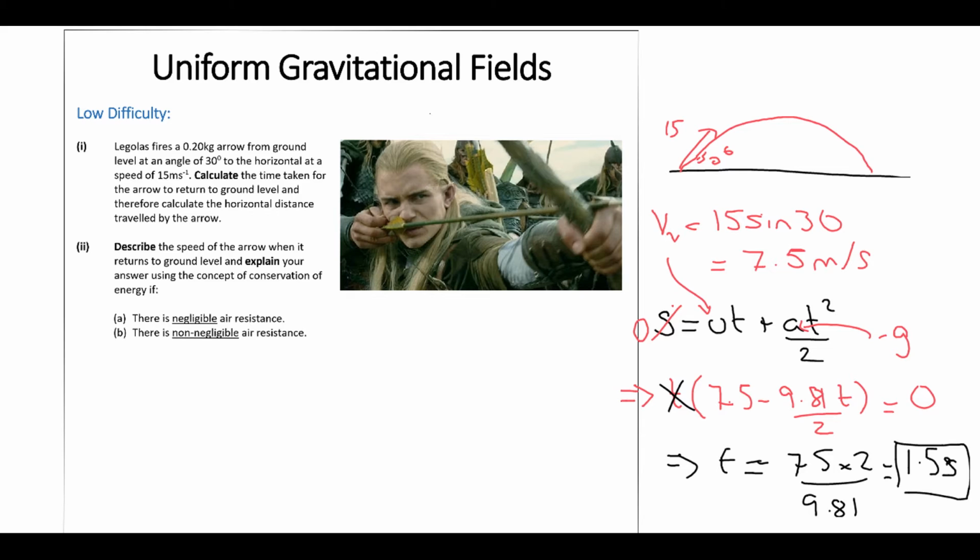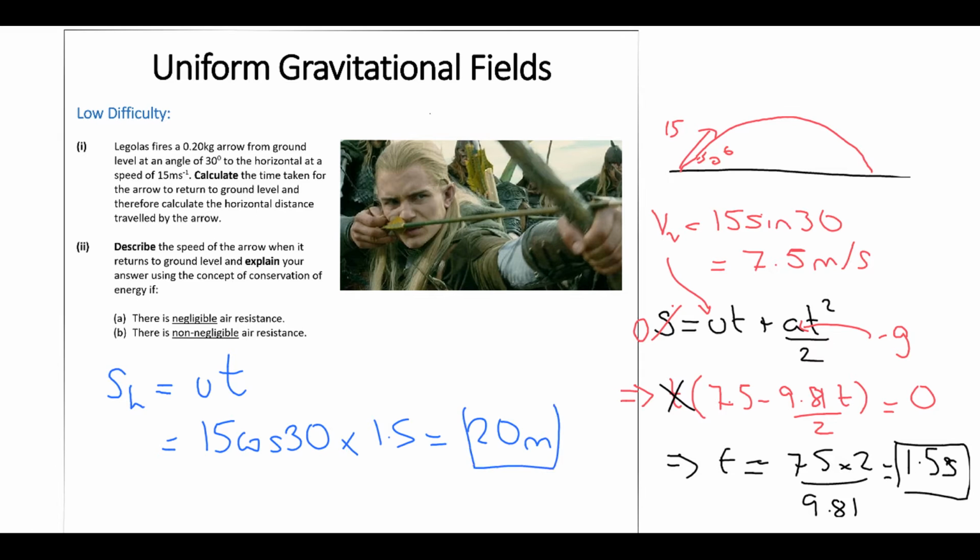And last thing, it wants the horizontal distance. The acceleration in the horizontal direction is 0 because gravity acts vertically, so we can just use this simple expression. It's going to be 15 cosine of 30, because that's the horizontal component of velocity, times by 1.5 in the unrounded form, which gives us a 20 meter horizontal displacement there. So those are the first two parts. Then let's look at the next part.